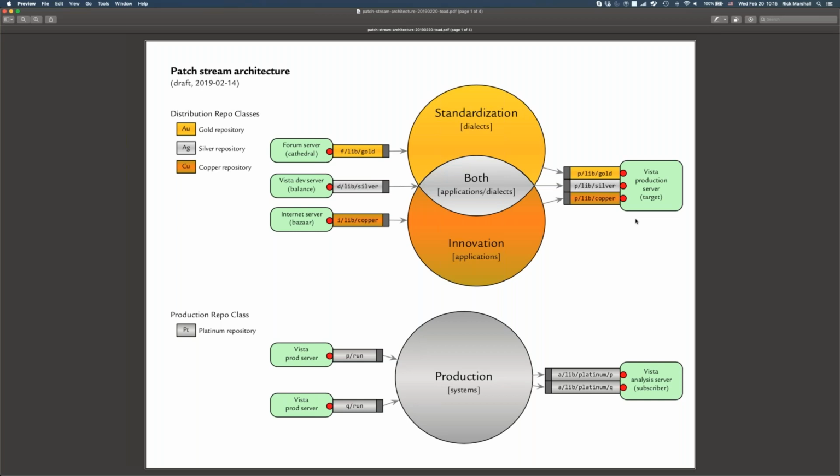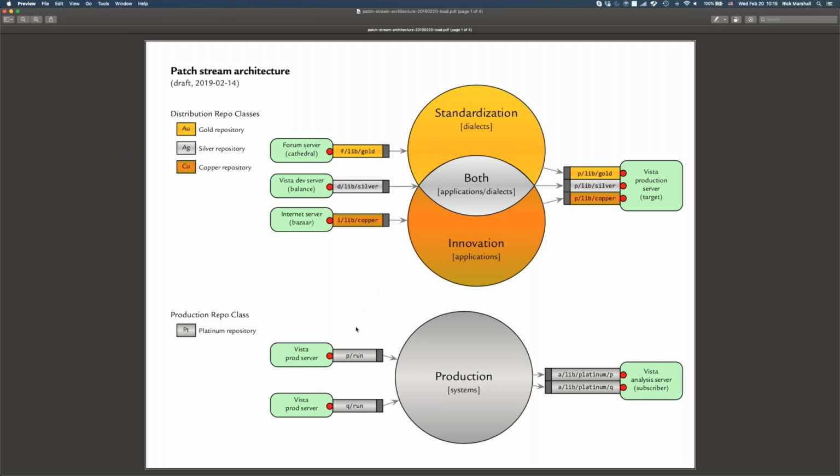Platinum repos are not for distribution. The point of them is not to distribute software to install somewhere else. Platinum repos are about auditing what's actually in that environment and putting it somewhere so that you could set up an analysis server that can draw the contents from two different servers and put them side by side so that you can then run analysis tools on them.